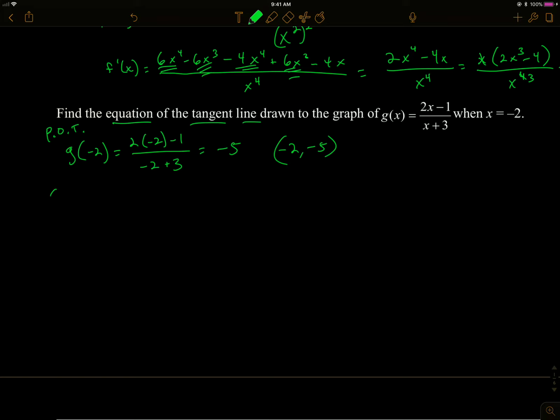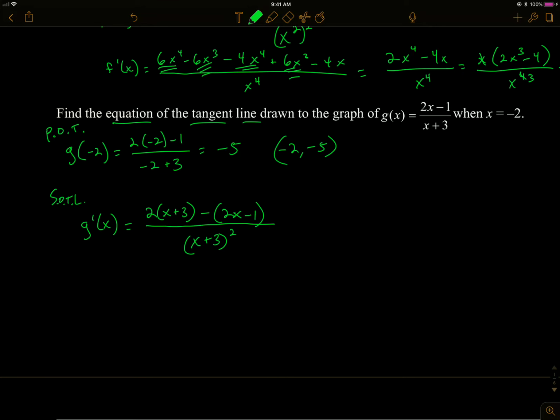Then we need to do the slope of the tangent line, which means we're going to take our derivative. So it's going to be the derivative of the numerator times recopy the denominator minus recopy the numerator times the derivative of the denominator, which is just 1. Times 1, I don't need to show that. All over the denominator squared.